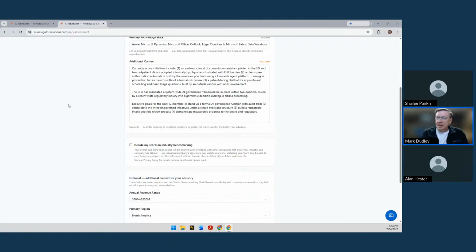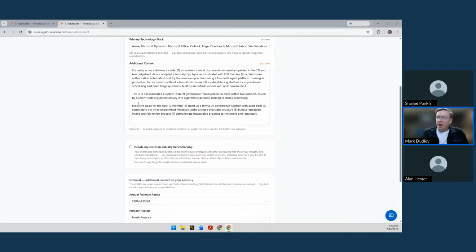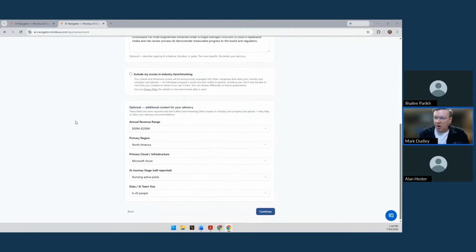And so as much information as you can add in this additional context, that is going to tailor the report and the results to your organization and make it something a little bit more than a generic report for you. And then there's additional information down here.